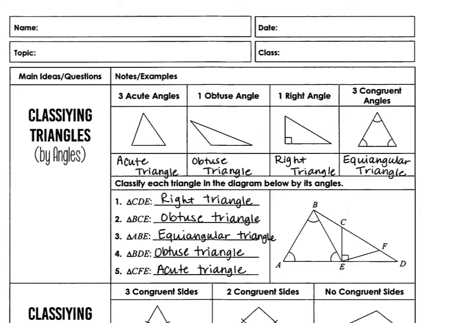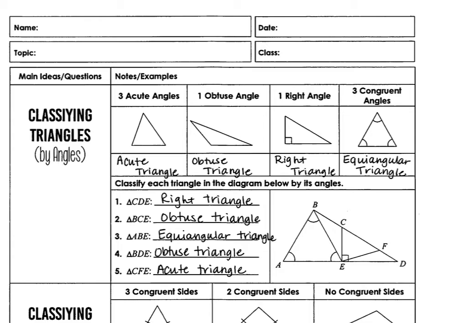Everyone, we're going to start taking a look at chapter 4, which talks about triangles. So we are going to start with talking about classifying triangles. So we've got 4 types of triangle classifications by angles.